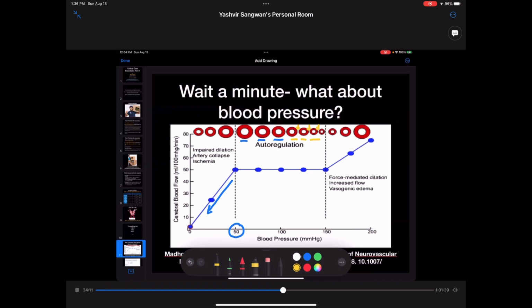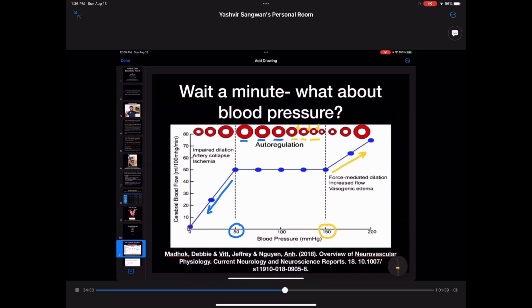And after 150, it seems that the body loses control, and now flow directly depends on pressure distending the blood vessels. The normal pressure inside a person's brain is 10, and therefore comes the advice that your mean arterial pressure should be equal to 50 plus 10, which is 60 millimeters of mercury, the minimum needed in order to perfuse organs and deliver oxygen to tissues.